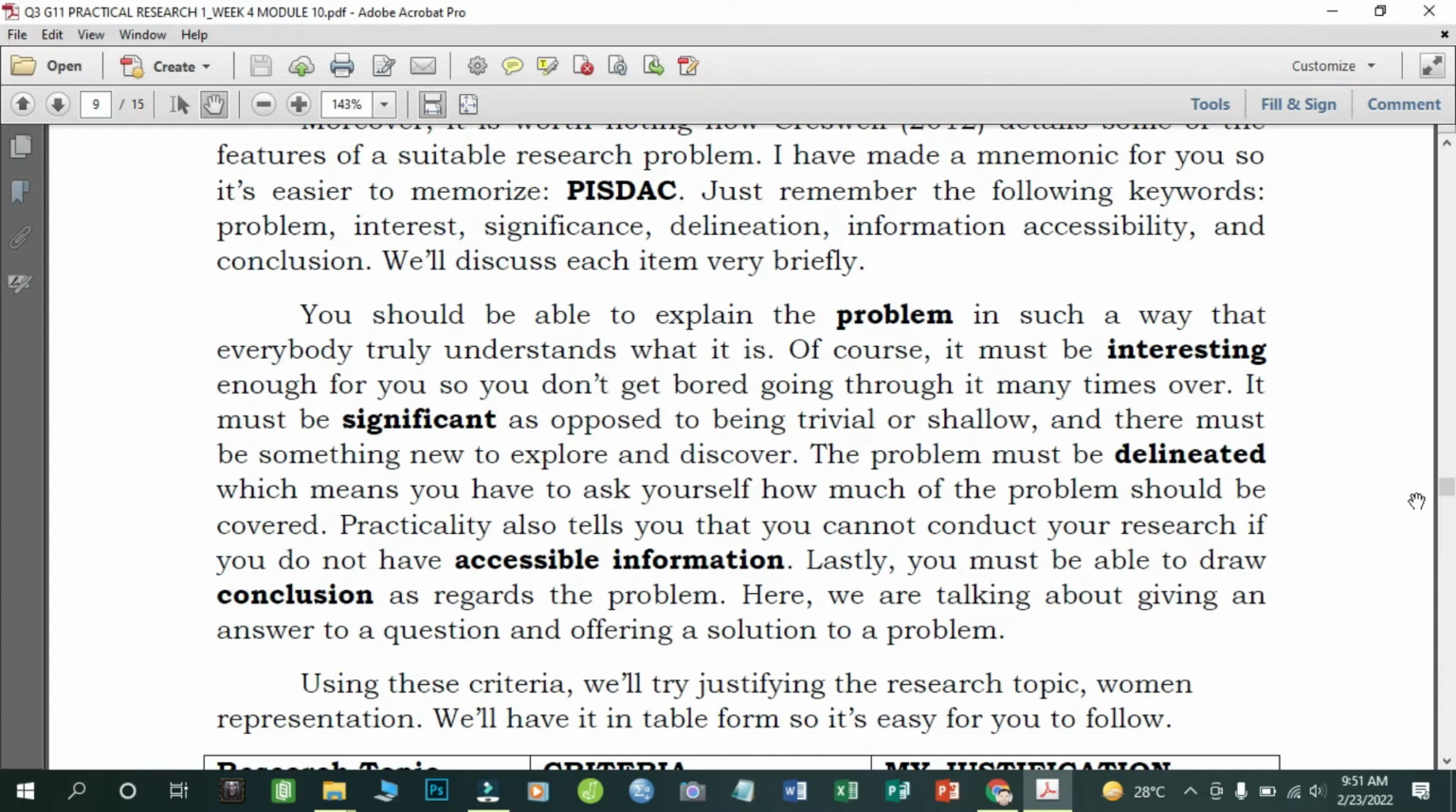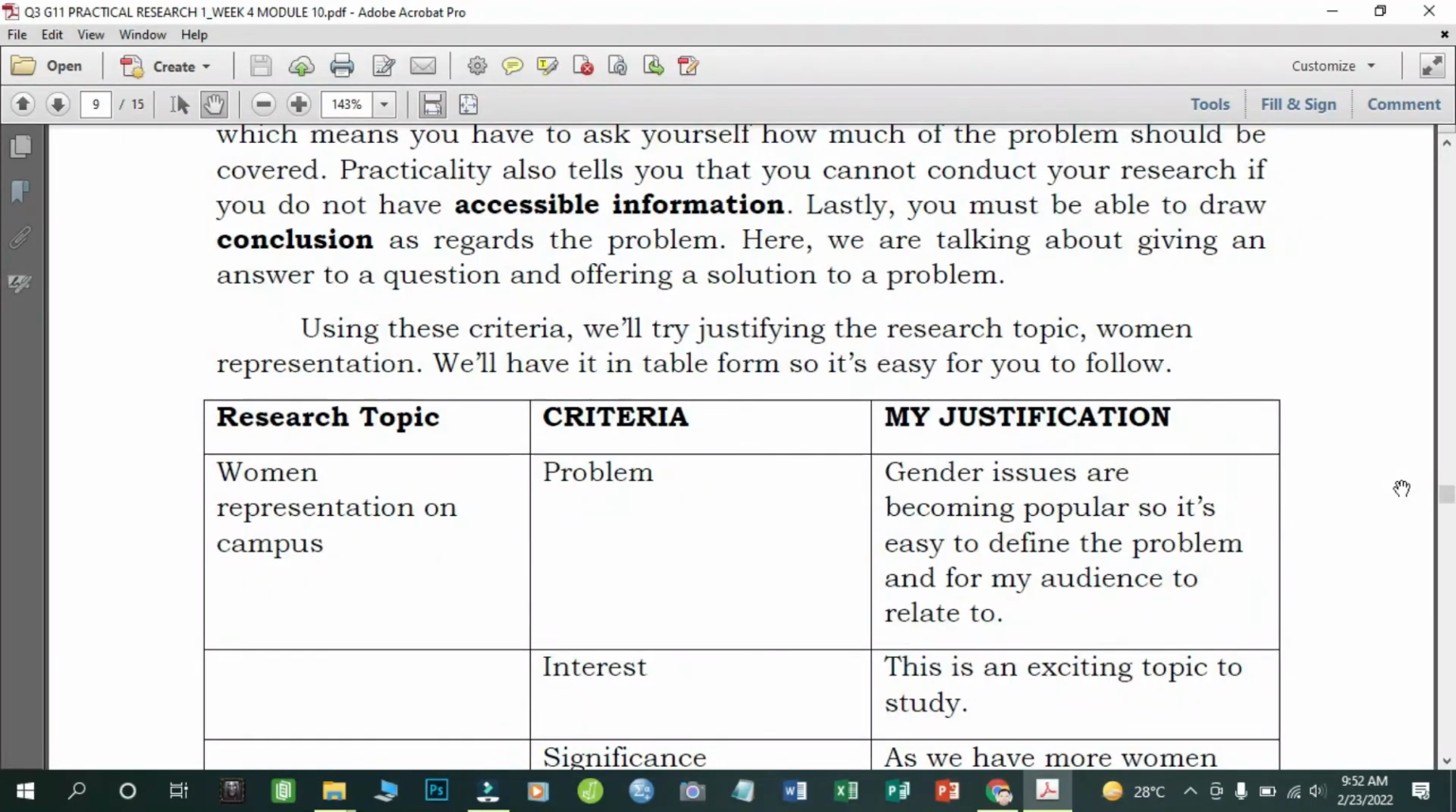So lastly, you must be able to draw conclusions as regards the problem. Here we are talking about giving an answer to a question and offering a solution to a problem, okay. So take note of the mnemonic PISDAC, okay. Using the criteria, we'll try justifying the research topic.